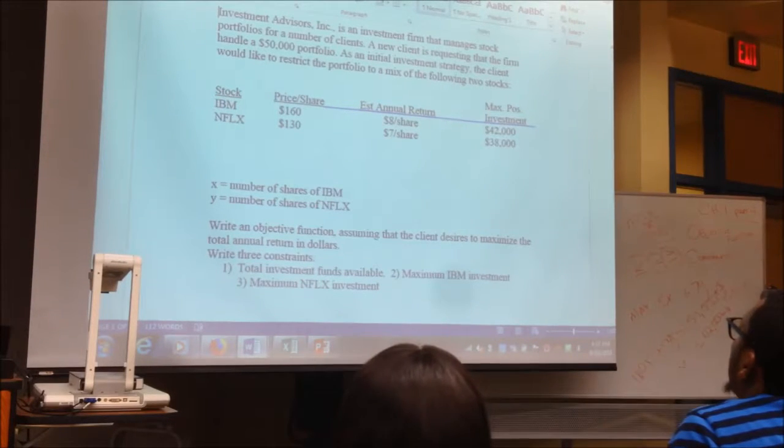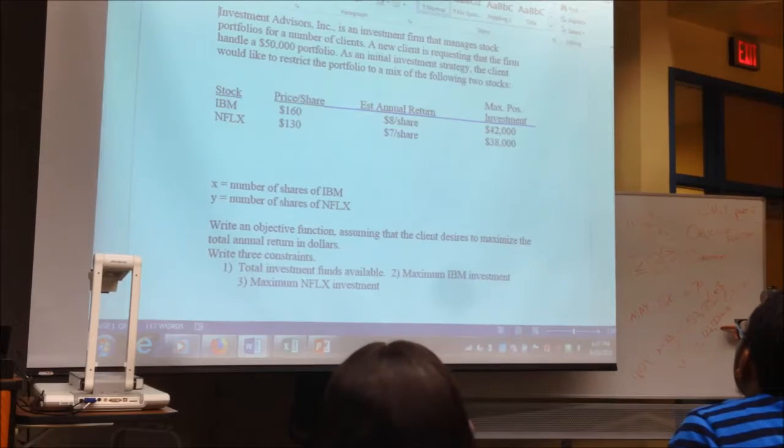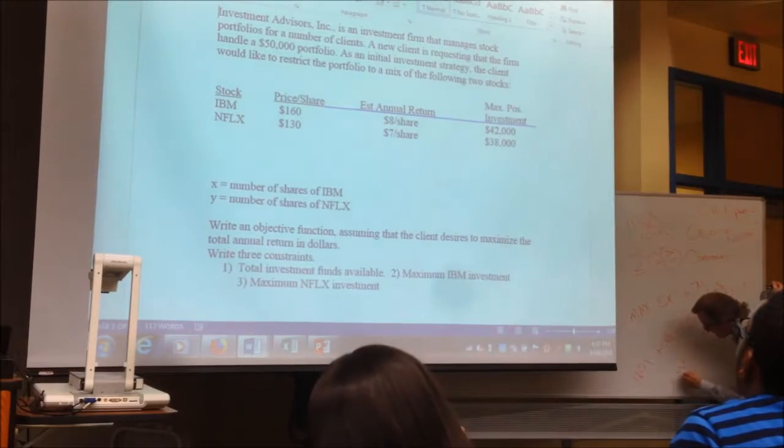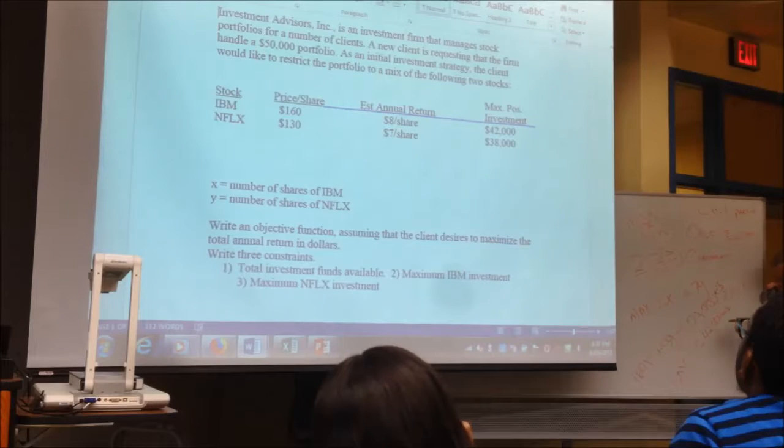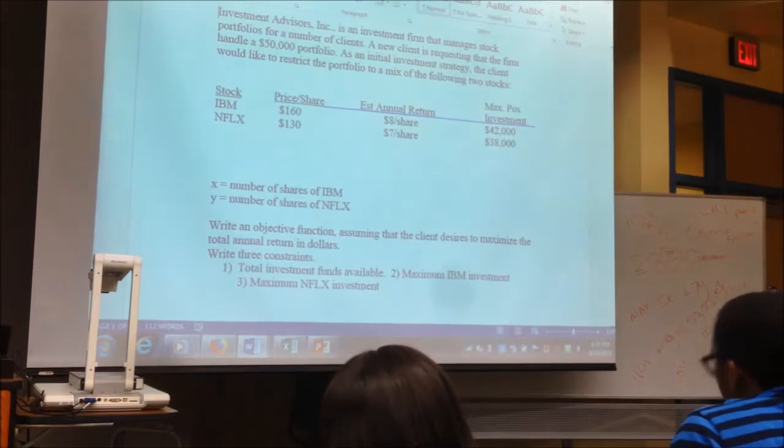So X is how many shares we're buying. This is how much money we're going to spend. I have to convert X to money, which is how much does it cost? $160 times however many IBM shares cannot go over $42,000. There's a constraint. Why is Y not in there? Because it doesn't represent it.